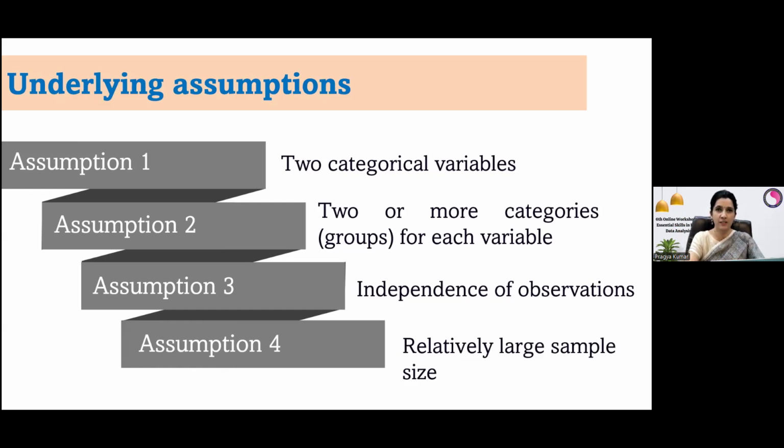So the next assumption is that it should be a relatively large sample size. Why a large sample size? Because we'll see the next assumption, which says that the expected count should be more than 5 in each cell. And for that, if your sample size is small, then probably that will not be fulfilled.